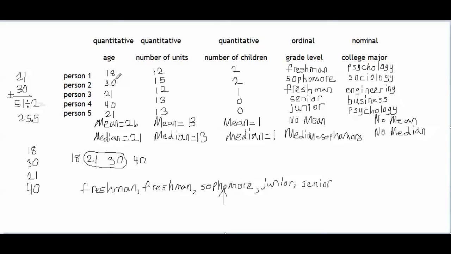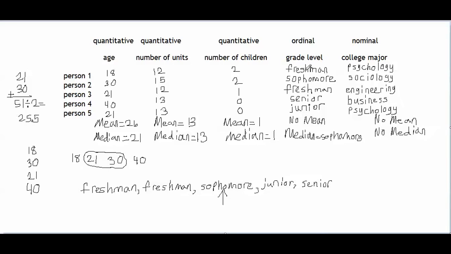If you have a set of quantitative data, you can find the median with an even number of numbers or with an odd number of numbers. If you have an odd number of numbers, you just take the middle value. And if you have an even number of numbers, you find the mean of the 2 middle values.